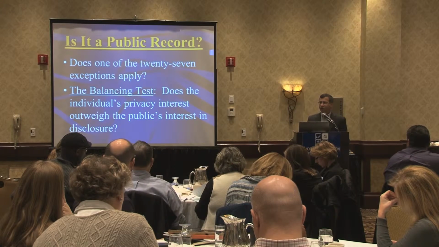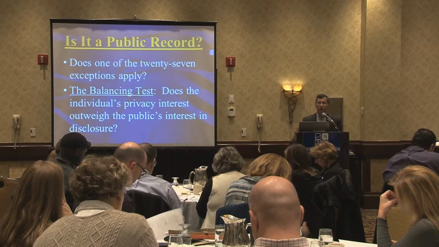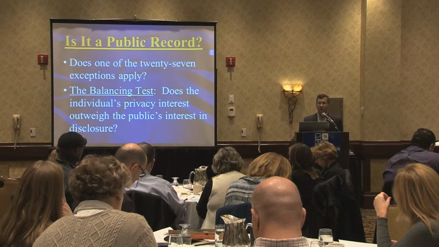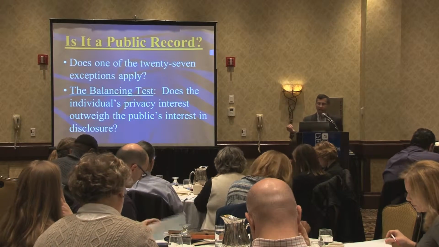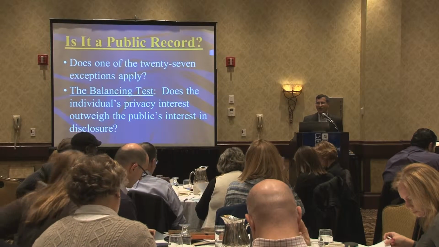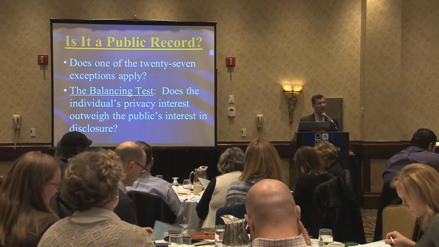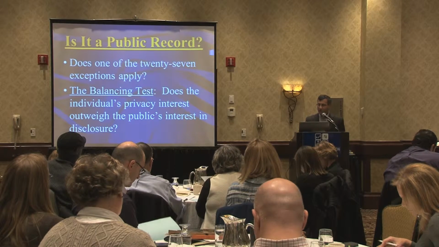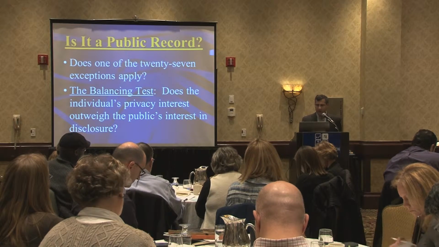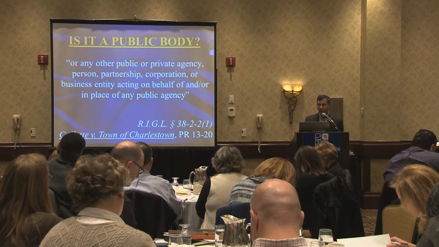We start with the presumption all documents are open unless they fall within one of the 27 exemptions. And if they don't fall within one of the 27 exemptions, then you get to a balancing test. So there are some exceptions. There are quite a few exceptions, and the balancing test.